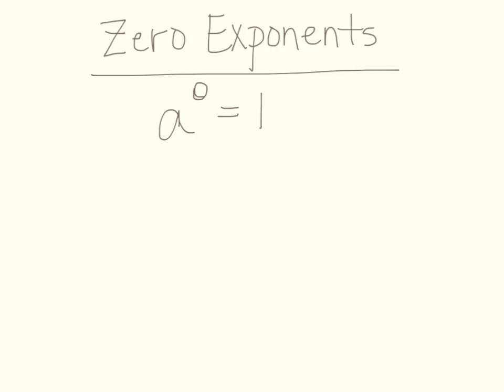Okay, let's talk about zero exponents. Anything raised to the 0 power is 1. Anything raised to the 0 power is 1. So, for example, 6 to the 0 power, well, that's 1.